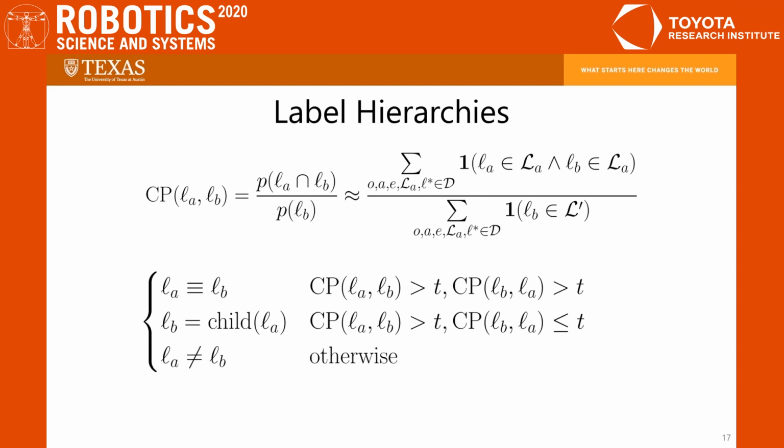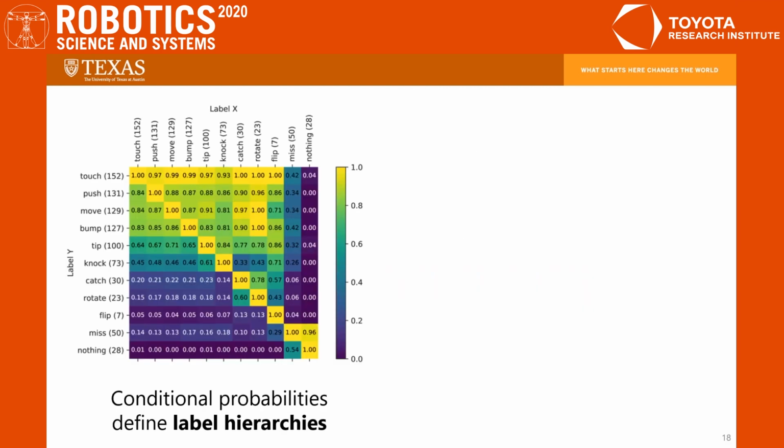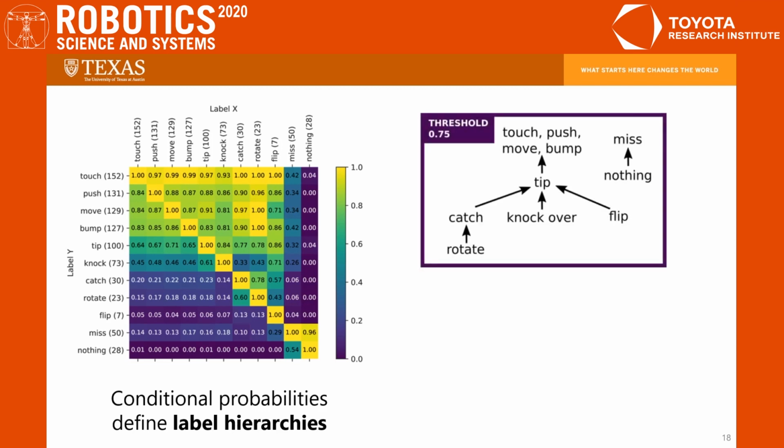We use this fact to automatically develop label hierarchies by using the conditional probability between two labels as a measure of the similarity between them. Using our approach, the conditional probability determines whether labels are equivalent, have a parent-child relationship, or are unrelated. And when we apply these rules to the crowdsourced label data, we can produce a feasible label hierarchy. For example, in this case, knock over is a type of tip, which is a type of touch.